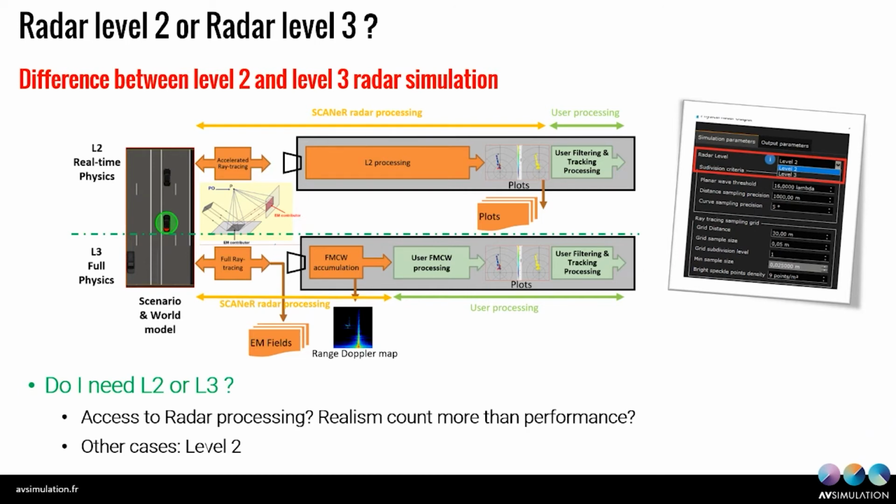In all the other cases, you can use the level 2, because I think in the other cases, what is important for you is that you want to have a radar that use the same technology with the ray tracing and everything, that will take into account the physical properties of the scene, but it will be in real time and it will send you a list of plots.